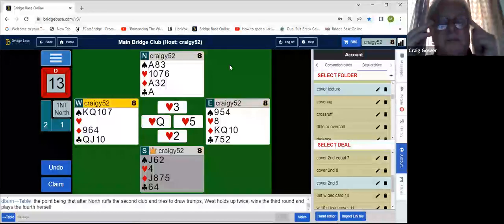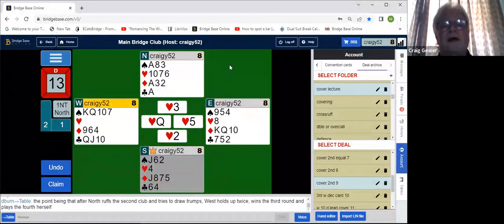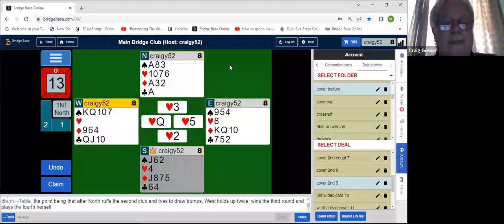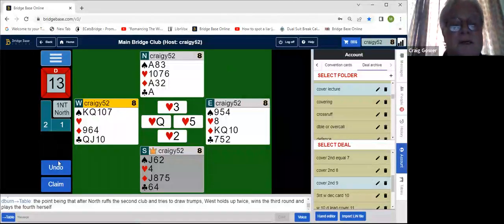So later on in the play, the 10 will gobble up the 8, and declarer is going to get a total of 4 hard tricks. 1 spade is 5, 2 clubs are 7, and 1 diamond is 8. So let's do the other way.